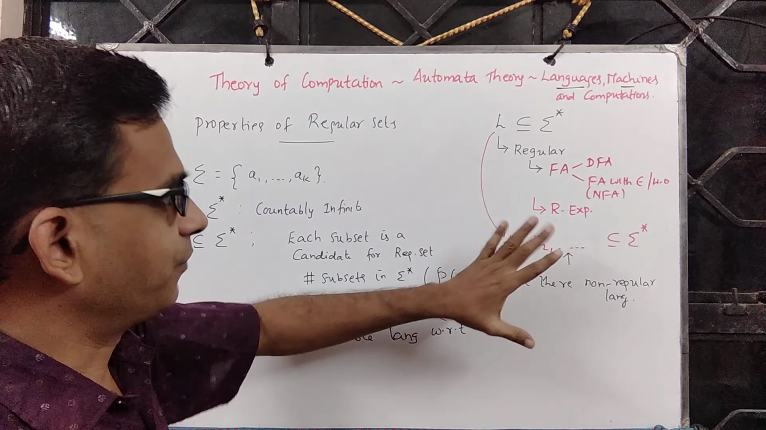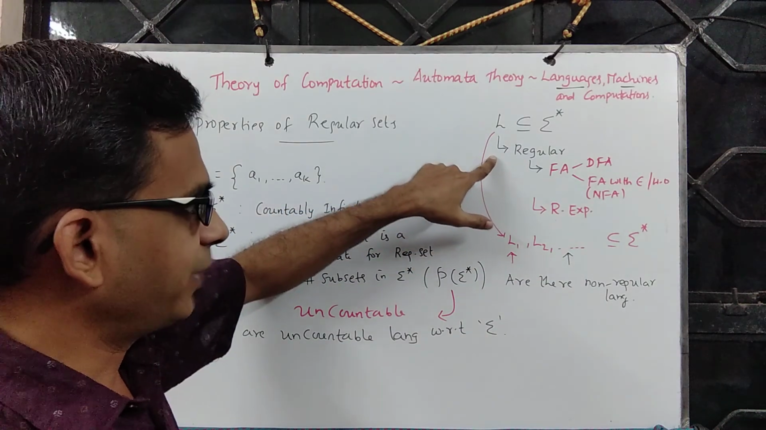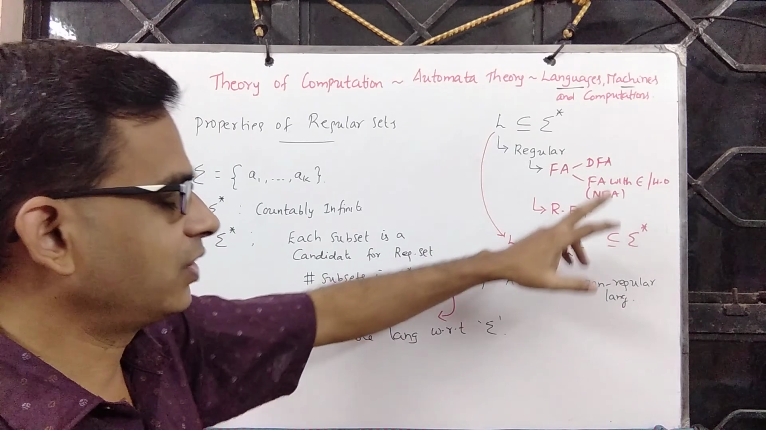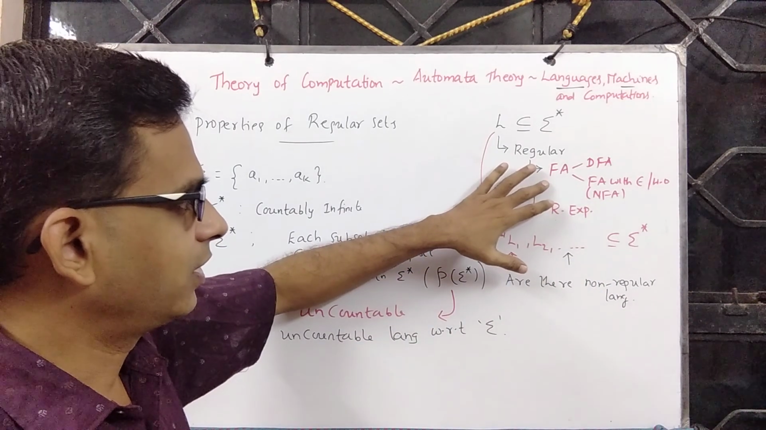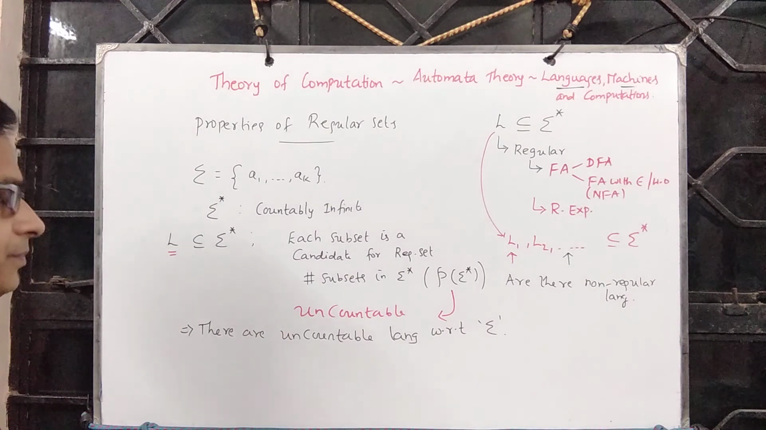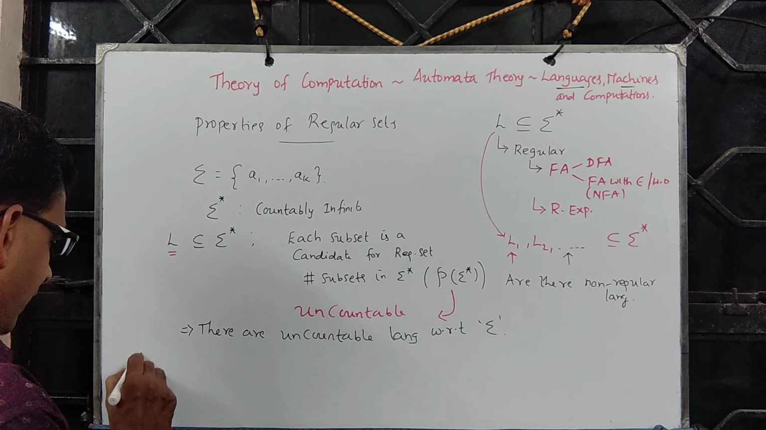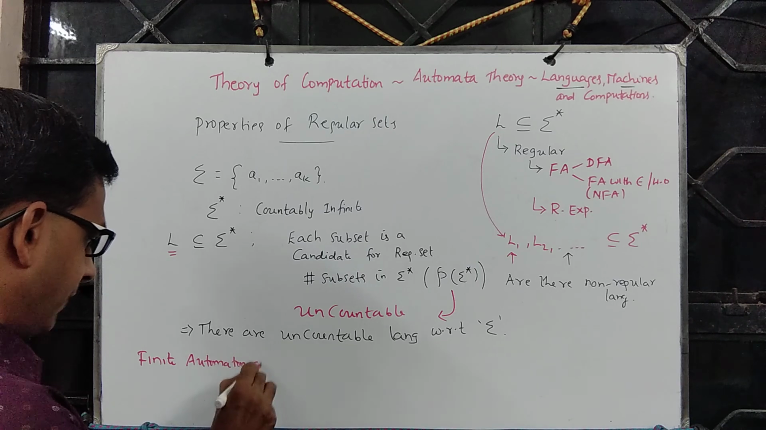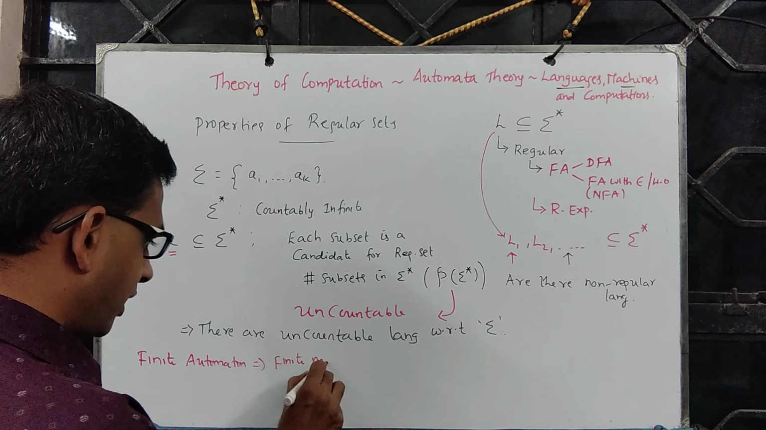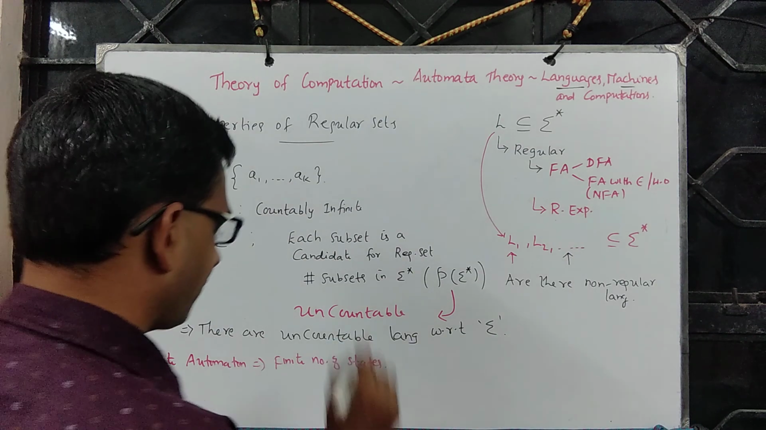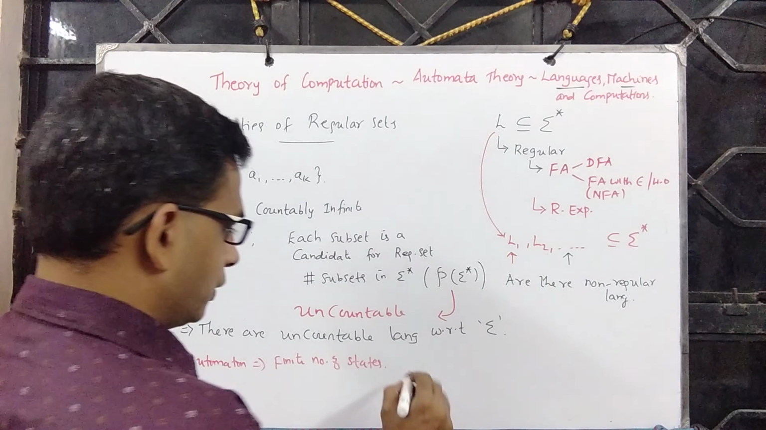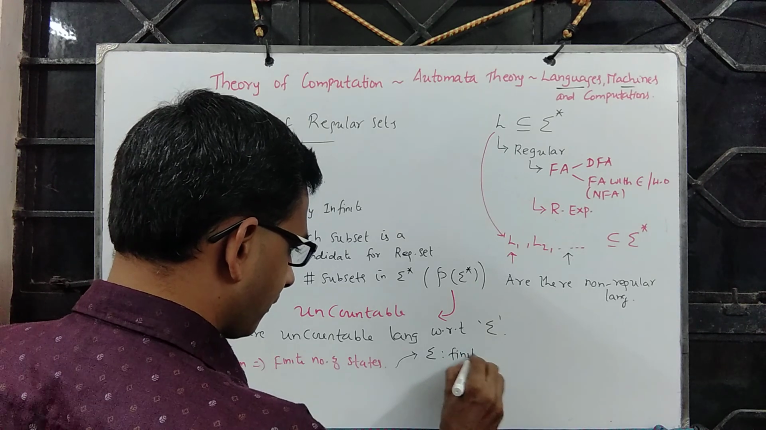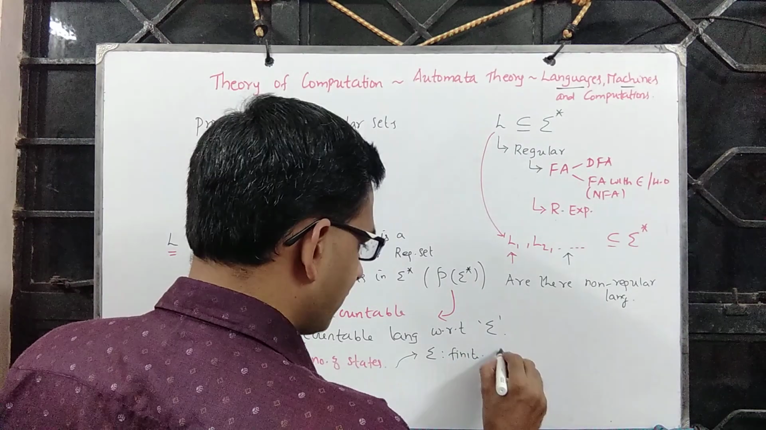Look at it from this perspective. If you know a language is regular, then one can come up with a finite automaton, a deterministic one or a non-deterministic one, or a regular expression. Let's look at one. So one can come up with a finite automaton. By definition, finite automaton implies a finite number of states. So look at it from this perspective. Sigma is finite, and the number of states is finite.